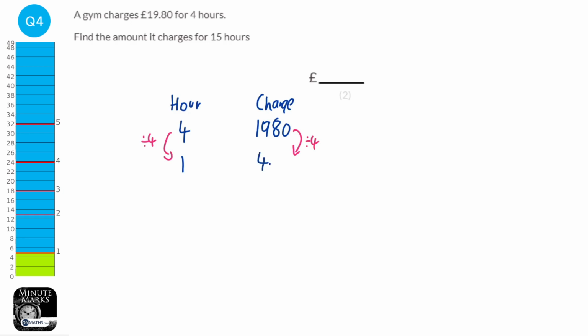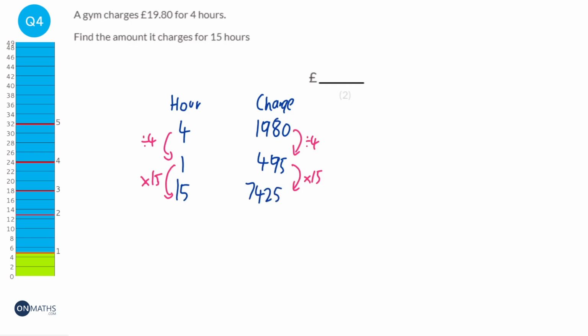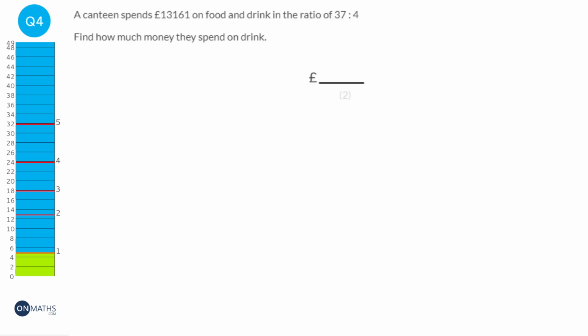So that would be 495. Then all I need to do now is times it by 15, because 1 times 15 is 15. And so we've got 15 hours, and when I times that by 15, I get 7425. So it'd be £74.25.